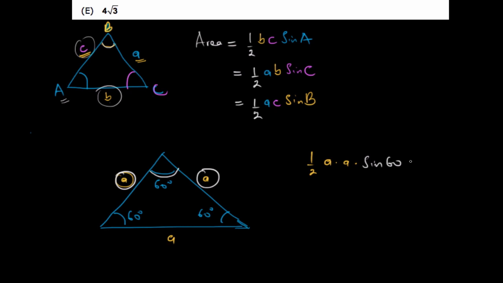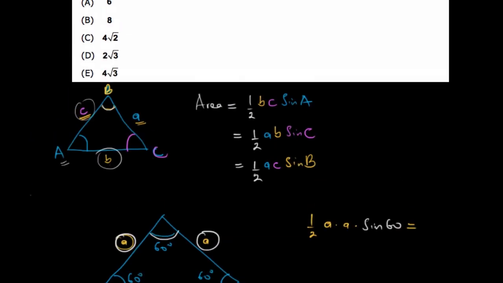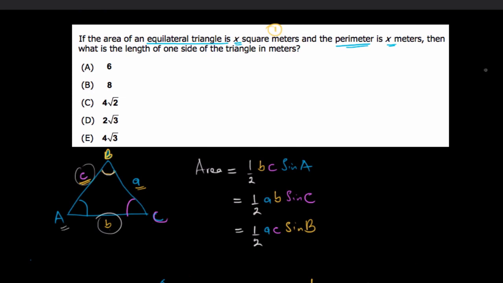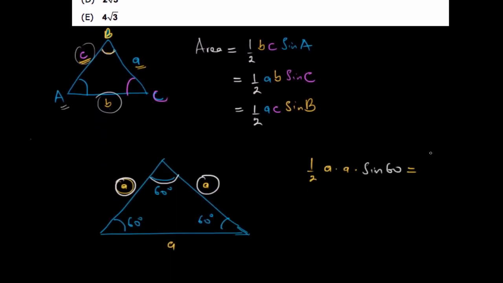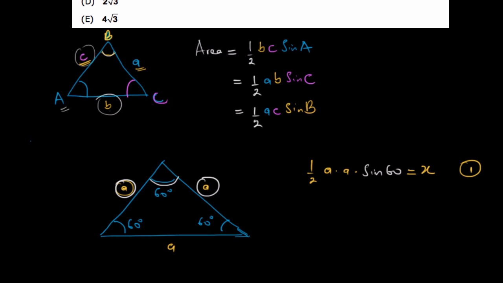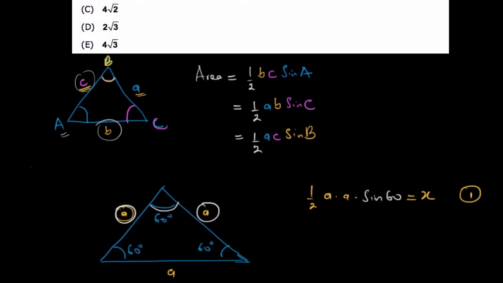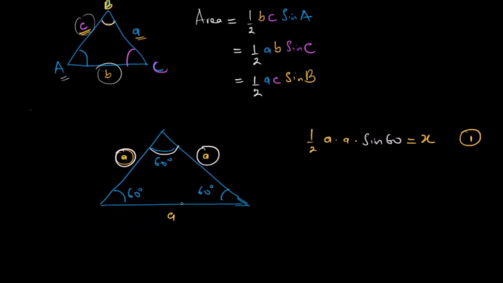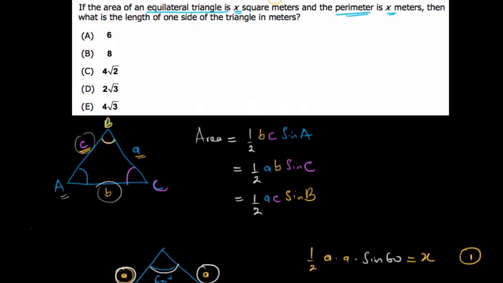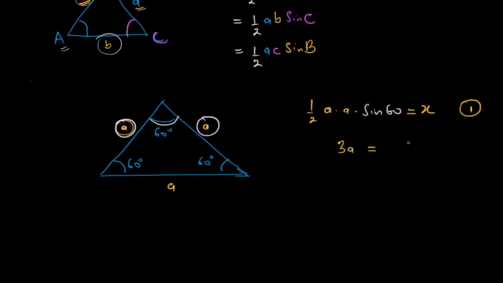We're told that the area is x square meters, so the area is x. I'm going to call this equation 1. And then the next thing we are told is the perimeter of the triangle is x meters. The perimeter is when you sum all the sides of the triangle, and that's going to give you 3a. We are told it is also x.